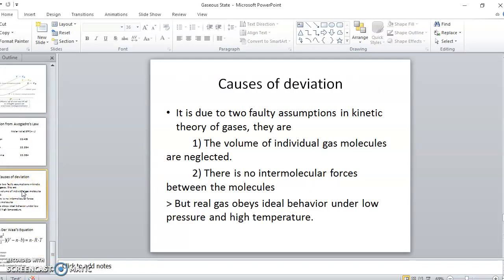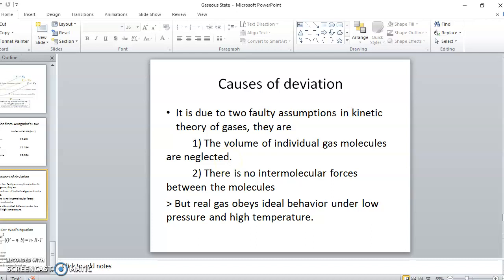Now, in order to explain the deviation, see, the reason for the deviation is this. Listen, there are two faulty assumptions in the kinetic theory of gases. The first is that the volume of individual gas molecules is neglected. Each and every molecule, the spots we showed at the beginning of the class, their volume is neglected. Another faulty assumption is that there are no intermolecular forces between the molecules. Listen, let us interpret these two assumptions much more clearly.